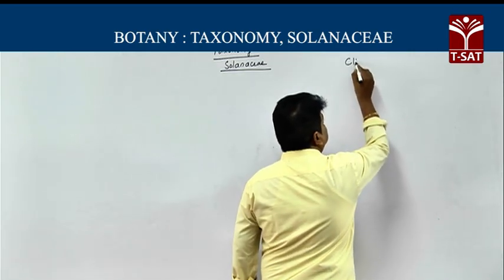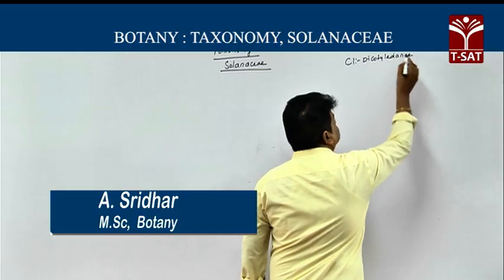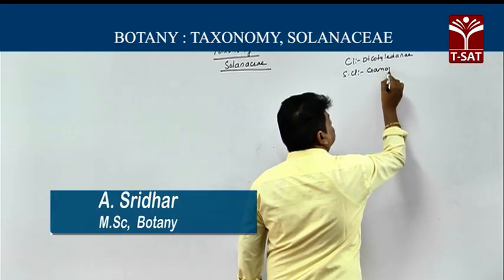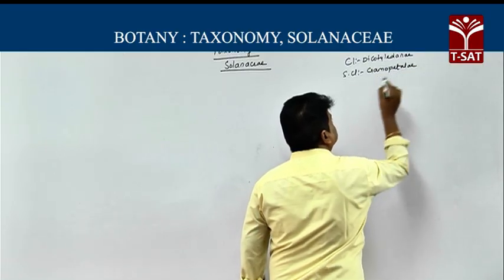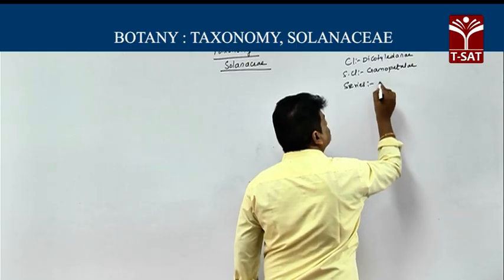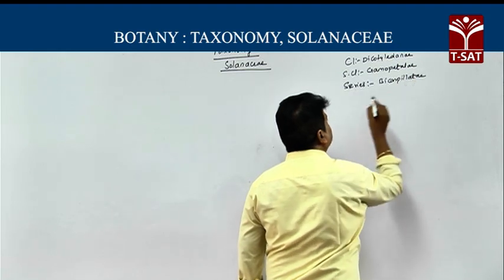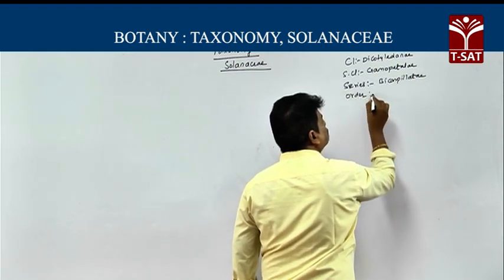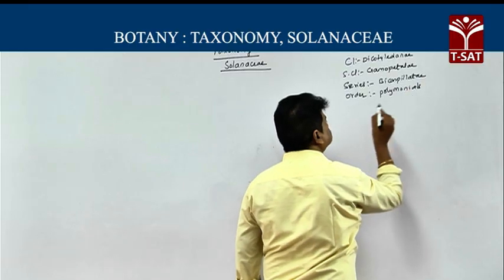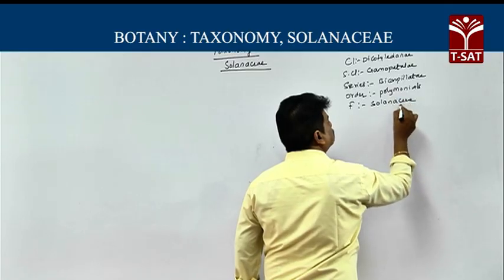Classification for Solanaceae. Class: Dicotyledonae. Subclass, Series, Order: Polemoniales. Family, natural order: Solanaceae.